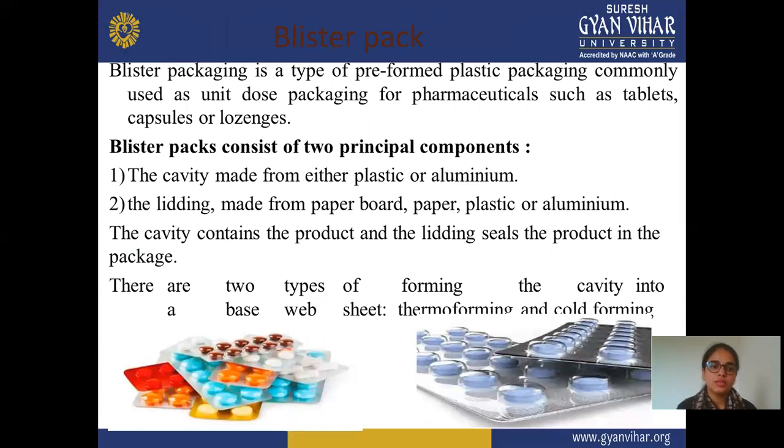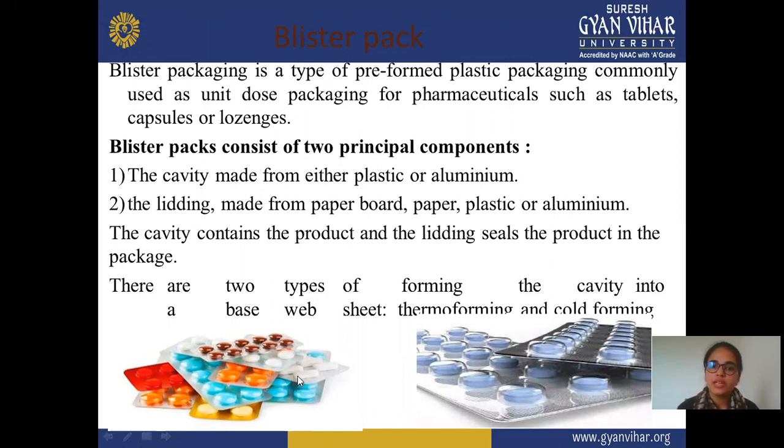Next is blister packaging. Blister packaging is a type of preformed plastic packaging commonly used as a unit dosage for packaging of pharmaceuticals such as tablets, capsules and lozenges. A blister pack consists of two principal components. First is the cavity, made from either plastic or aluminium. Second is the lidding, made of paperboard, paper, plastic or aluminium. The cavity contains the product and the lidding seals the product in the packaging. This blister packaging is mainly used for packaging of tablets. You can see the image of this blister packaging so that you can easily understand it.